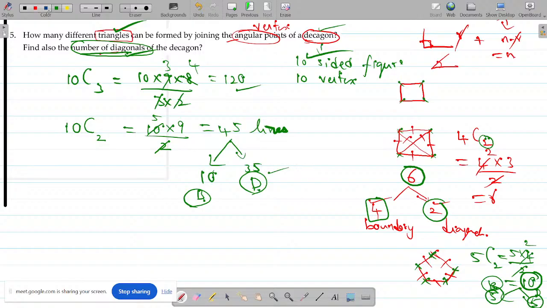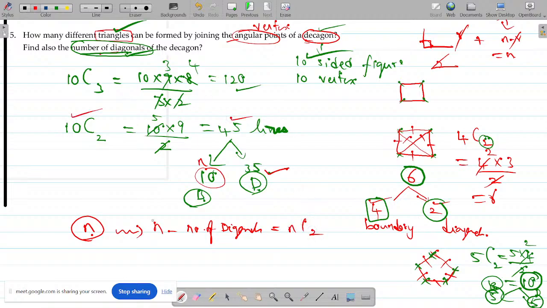Okay. In case instead of giving a decagon, they give an n-sided figure, there are n boundaries. So, what would be the answer? How do you get this 10? Because it's a 10-sided figure, it's 10. So, this is n. The remaining are diagonals. So, the number of diagonals is equal to, see, this is the value 45, right? So, this is nC2. So, what's the formula? The number of diagonals is nC2 minus n. So, if you know the value of n, you can substitute in the formula and get it.